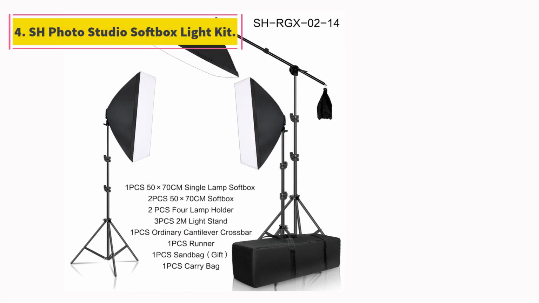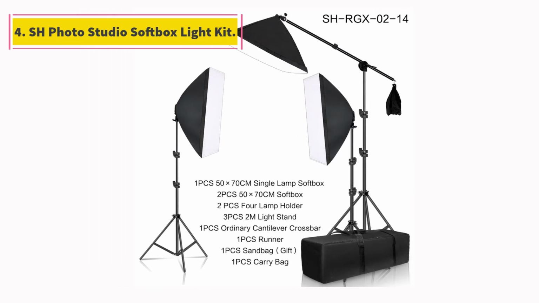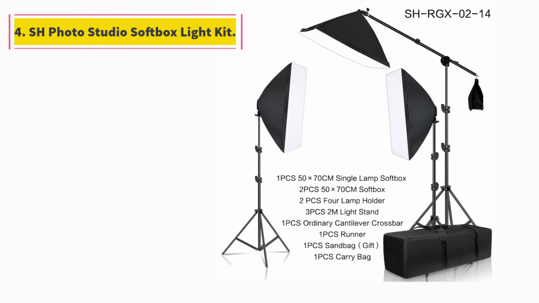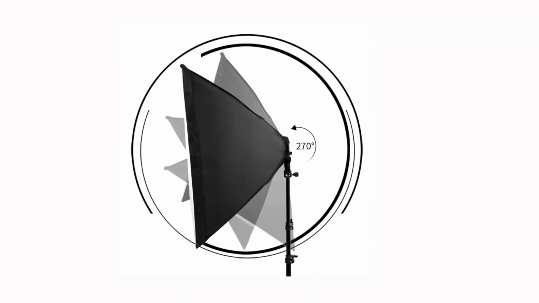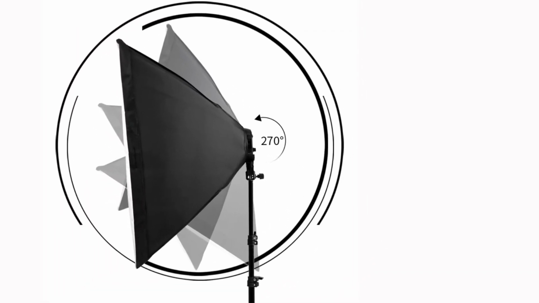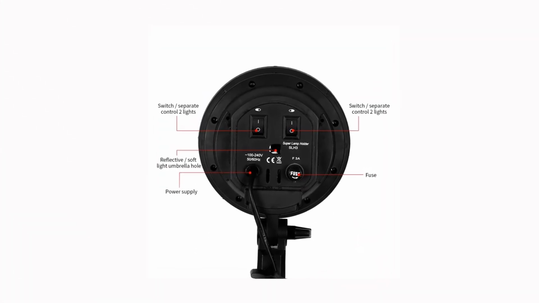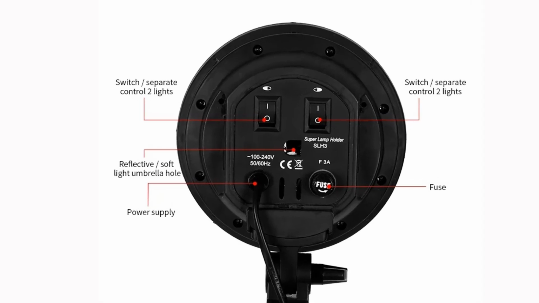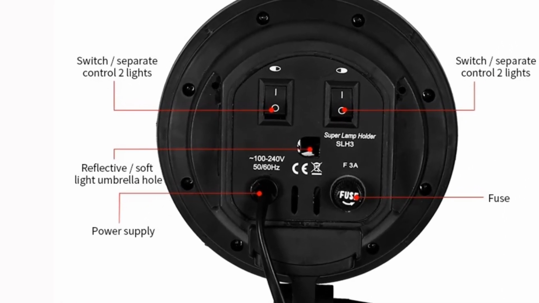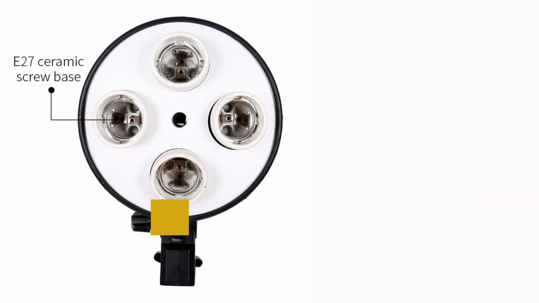Number 4. SH Photo Studios Softbox Light Kit. It is a perfect digital photo video lighting softbox kit. 4 lamp holder match with 4 bulbs. E27 base suit for most lighting equipments. 4 kinds of power adapter: EU plug, US plug, UK plug, AU plug optional.